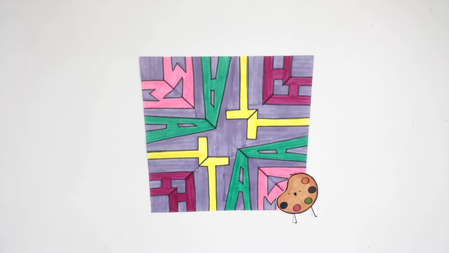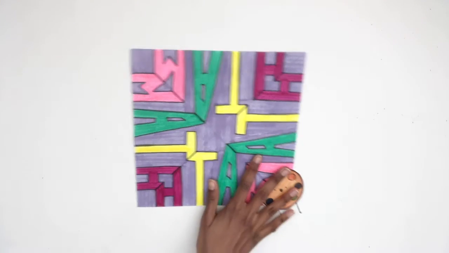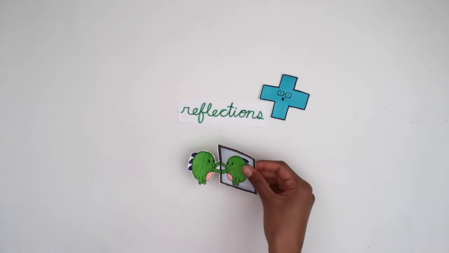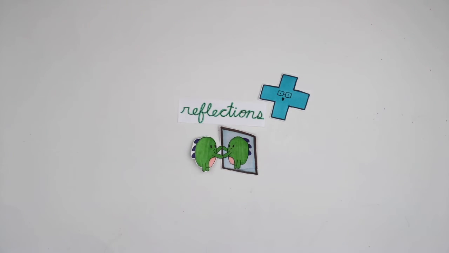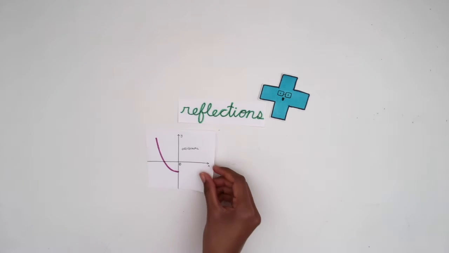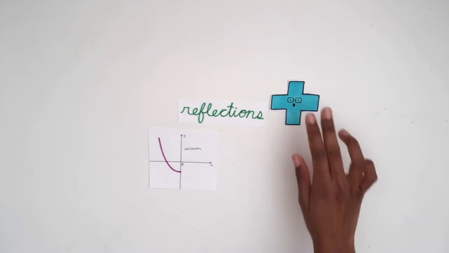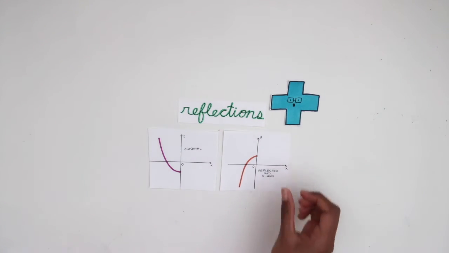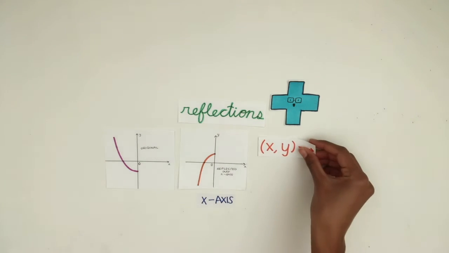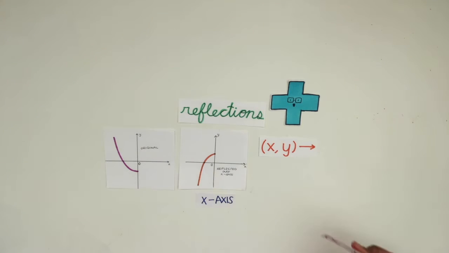Okay, so I know we've made an art project about reflections, but what are they really? Well, the simplest example is a mirror. But to understand this mathematically, let's also look at some graphs. First, let's take this graph. If we were to reflect it across the x-axis, it would look like this. And the points of the original graph change too. The y-coordinate of all the points becomes the opposite sign, while the x-coordinate stays the same.